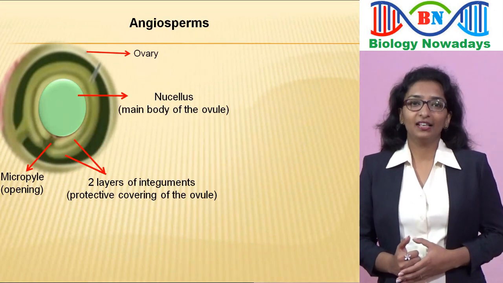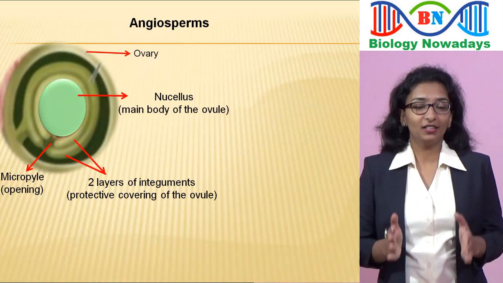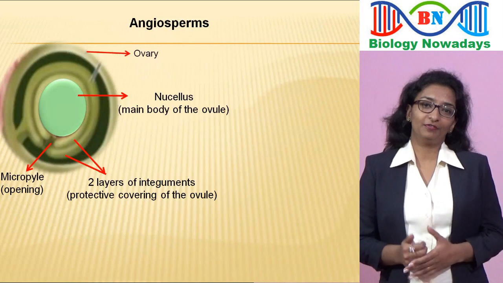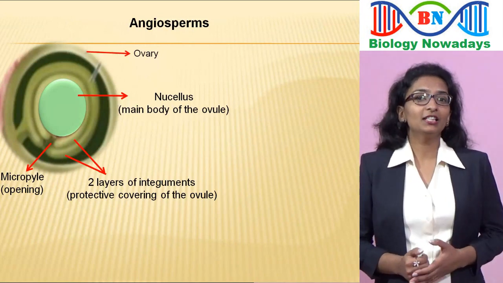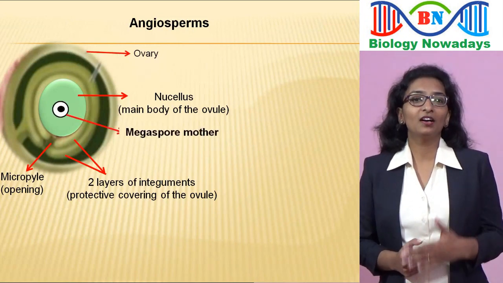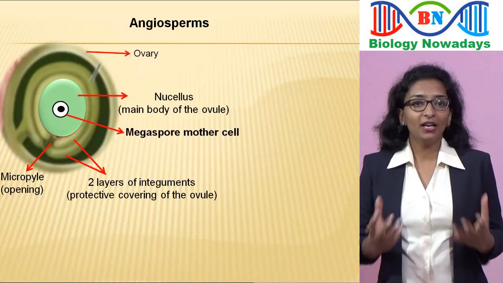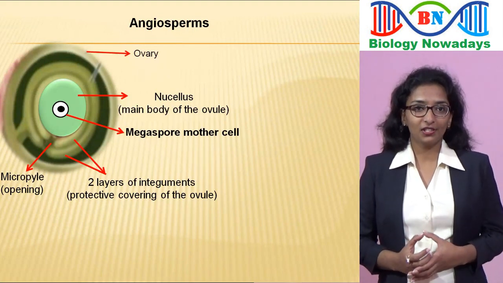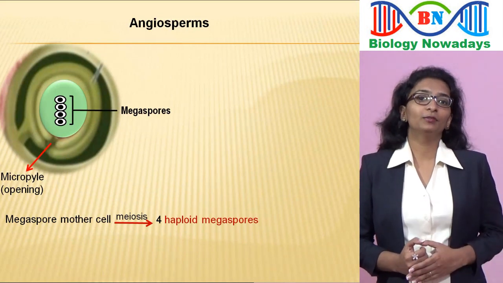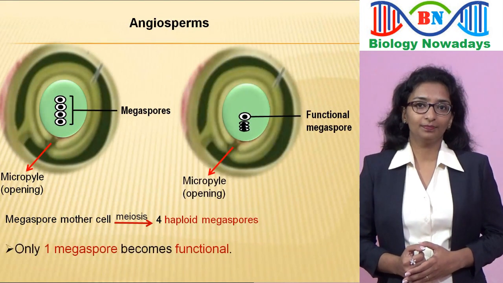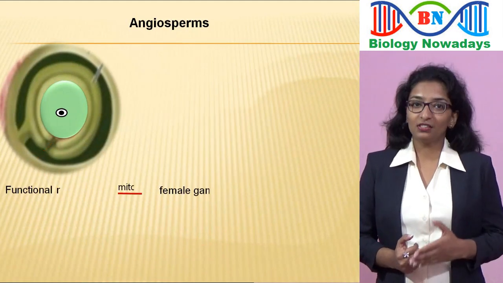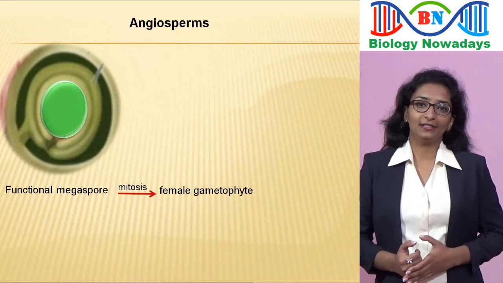If you have already watched the lecture on gymnosperms, you will find it easy to understand because it is somewhat similar to gymnosperms, but still there are some important differences. Like in the case of gymnosperms, one cell of the nucellus gets differentiated into a megaspore mother cell. The megaspore mother cell undergoes meiosis division to form 4 haploid megaspores. Among the 4 haploid megaspores, only one becomes functional, others degenerate. The functional megaspore undergoes mitosis division to form a female gametophyte.